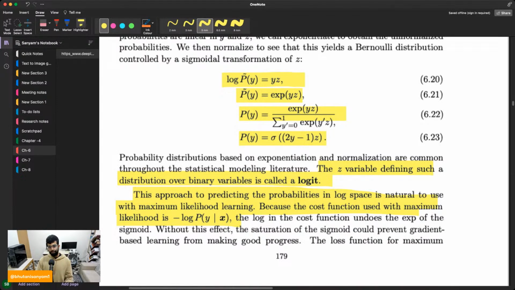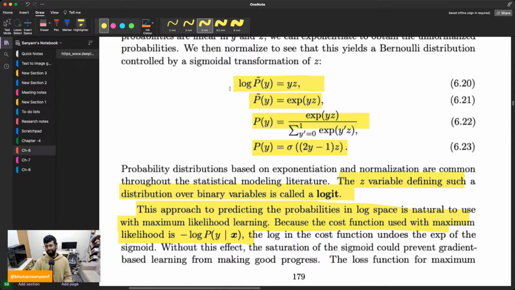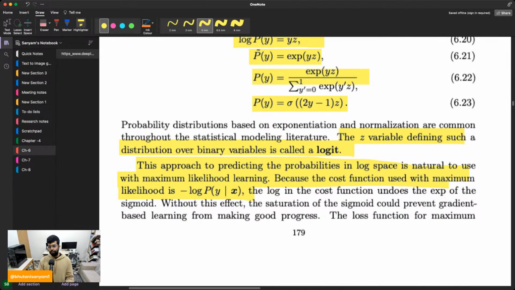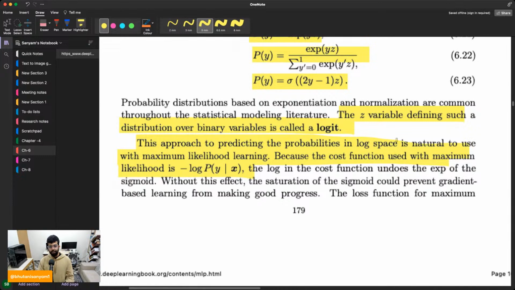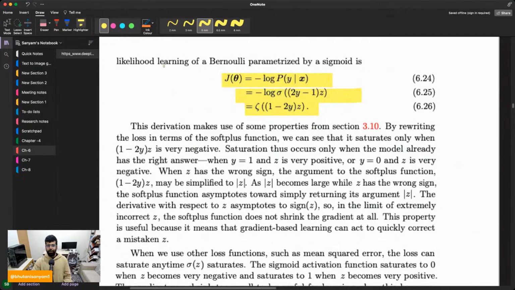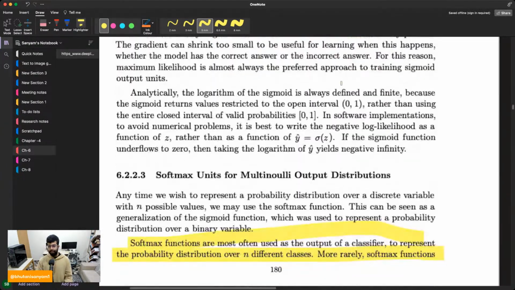So p of y is equal to e to the power yz. That's what this denotes. Then they say the z variable defining such a distribution over binary variables is called a logit. The approach to predicting the probabilities in log space is natural to use with maximum likelihood learning, because the cost function used with maximum likelihood is negative log of the probability. Then they tell you how the likelihood learning of a Bernoulli distribution can be parameterized by a sigmoid. And that was for Bernoulli distribution.